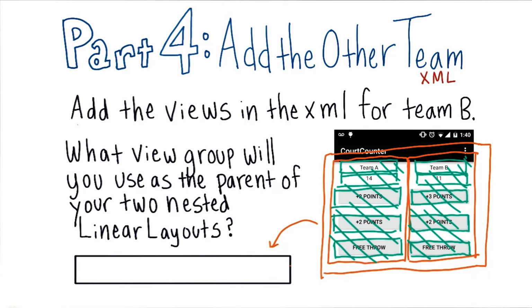Before I begin coding, I'm going to answer this question. I really still know about only two view groups, linear layouts and relative layouts. And the key word right here was that these two have to take up equal space. Using layout weight is a really easy way to do this. Okay, let's go ahead and look at the code.